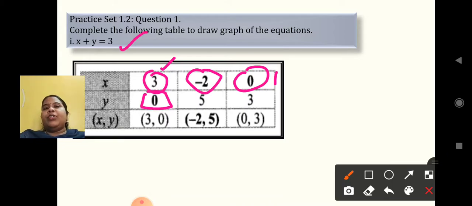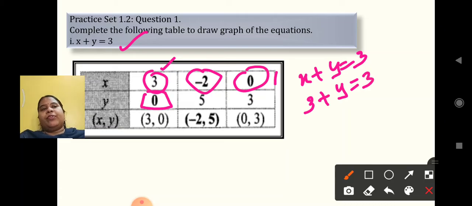In this equation you will be substituting x as 3. So the equation is x plus y is equal to 3, in which x is given as 3 and you need to find the value of y. Yes, so this 3 can be shifted to the right side. y will be 3 minus 3, that is 0. So this is one part of my answer.